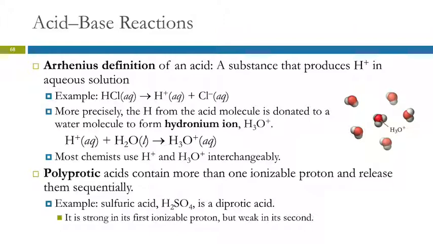H2SO4, I just mentioned, was one of the strong acids. It is strong in its first hydrogen ion. It's weak in the second. And so what that means is when you put H2SO4 into water, it's going to immediately lose one of its protons and form that hydronium ion. And the other proton is mostly going to hang around on the sulfate ion and be a hydrogen sulfate ion.